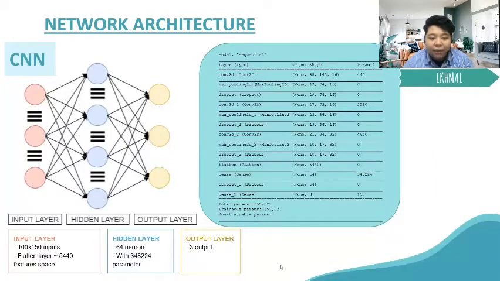They are made up of neurons that have tunable weights and biases. Each neuron receives some inputs, performs a dot product, and optionally follows it with non-linearity. From the raw image pixels on one end to class scores at the other, they still have a loss function such as softmax on the last layer, and all the tips we developed for learning regular neural networks still apply. CNN is one of the most popular techniques in image classification.